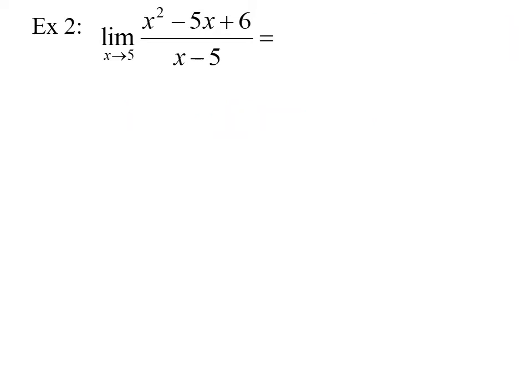Now just to show you that you will not always get 0 over 0, here's my example. In this example, it looks very similar, but if you notice, when you plug 5 into this one, you're going to get 5 squared minus 5 times 5 plus 6 over 5 minus 5. In this case, you get 25 minus 25 plus 6 over 0. Now this is not 0 over 0, and that's fine. It's actually 6 over 0. That is an answer you will get from time to time with a 0 on the bottom, but not a 0 on top. You don't need to do any other work.